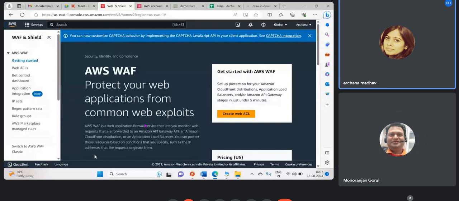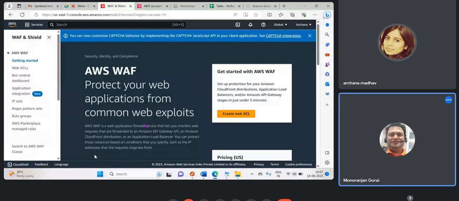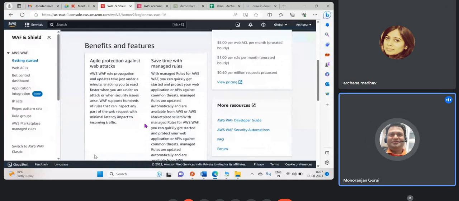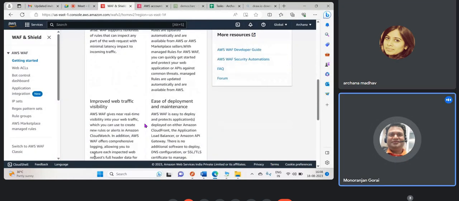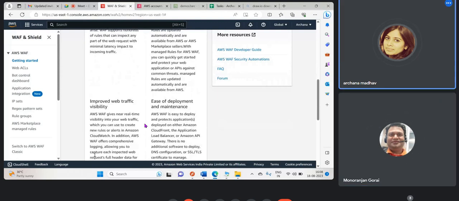But I can specifically restrict a few countries. Let's say I want to restrict Pakistan or China. If you are in those countries, I will not allow it, because people from those countries hack my site. So based on the regions and so many other ways, you can restrict the traffic.